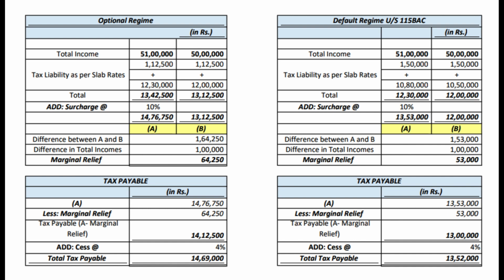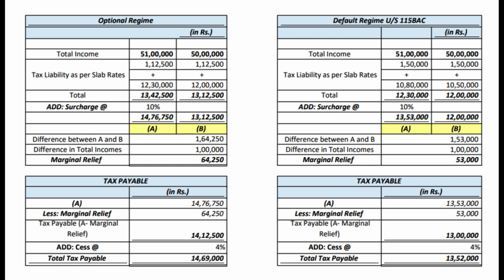Now let us take the case of the default tax regime under section 115BAC. Under the default regime, the assessee's income is 51 lakh rupees. In such a case, his tax liability is computed as follows. As per the slab rates, simply put, since the income is exceeding rupees 15 lakh, the assessee has to pay rupees 1,50,000 plus 30% of 51 lakh minus 15 lakh.